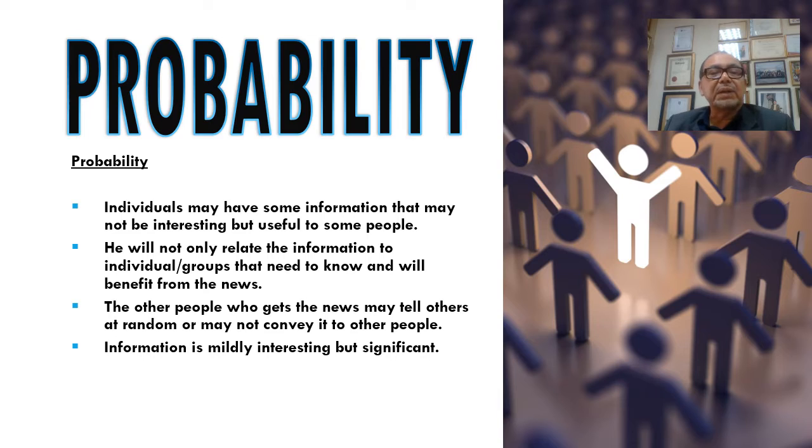Now we have another point, probability. An individual may have some information that may not be interesting but is useful to some other people. He will not only relate the information to the individuals or groups that need to know and will benefit from the news. The other people who get the news may tell others at random and may not convey it to other people. The information is mildly interesting but significant. This type of information is true, but they may not pass it to the right person.